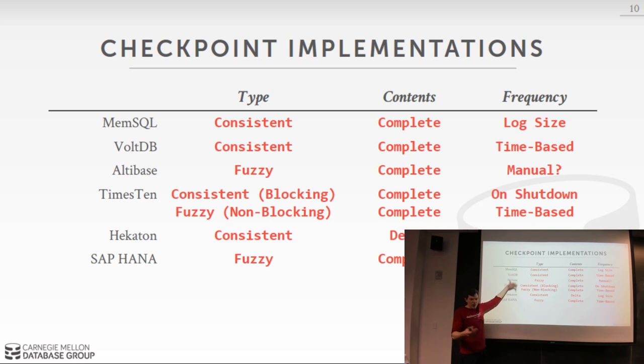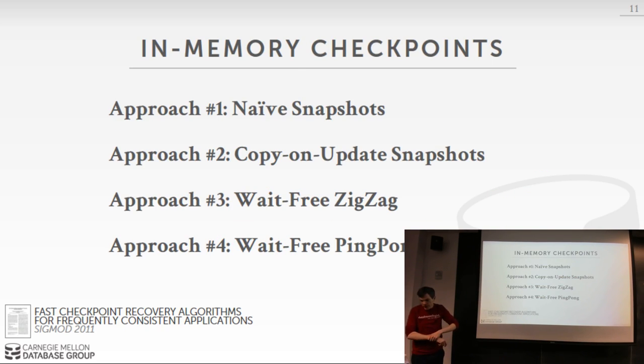Right? Time-based is the easiest one. Every 5 minutes, take a checkpoint. Right? But I couldn't find anything that says how to do it. I mean, maybe I just missed it. Okay. So now I want to go through the different checkpoint approaches you can have that were in the paper you guys read.